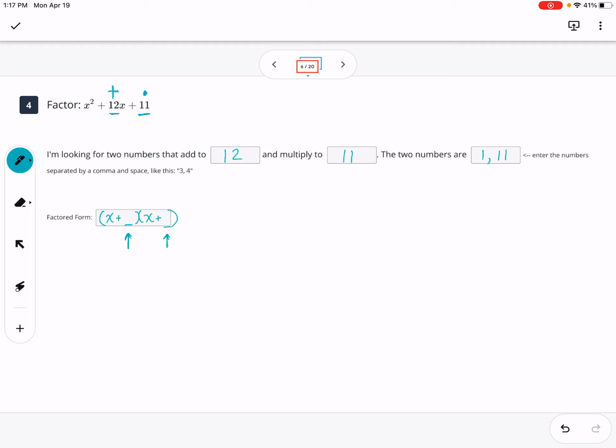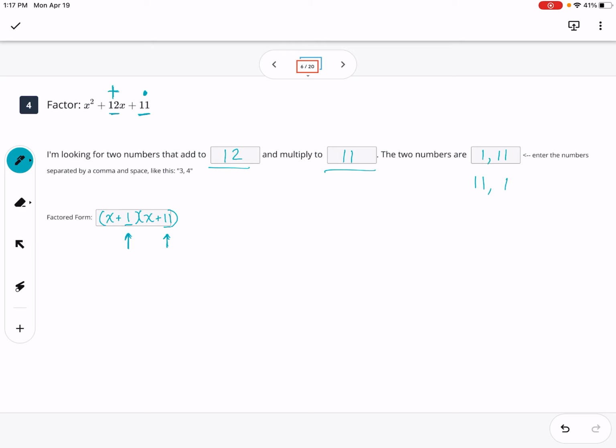And notice how you're going to type it. You're going to type 1, comma, space, 11. The order doesn't matter. You could type 11, comma, space, 1. Okay, so those are the two numbers that add to 12 and multiply to 11. And then for the factored form, you'll write x plus 1, x plus 11, like this.